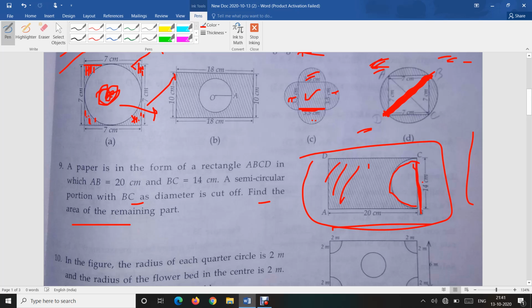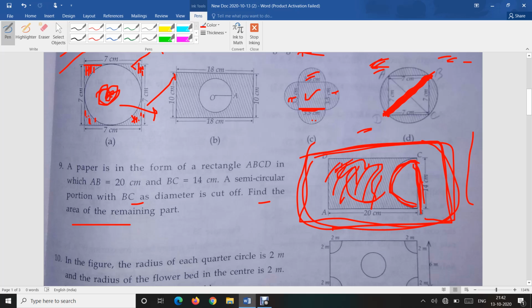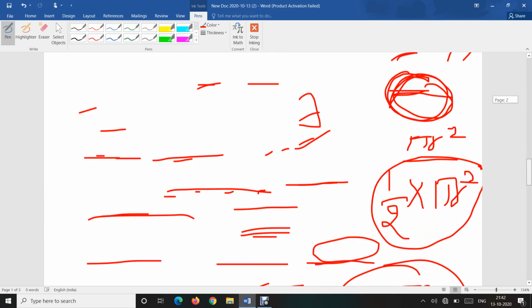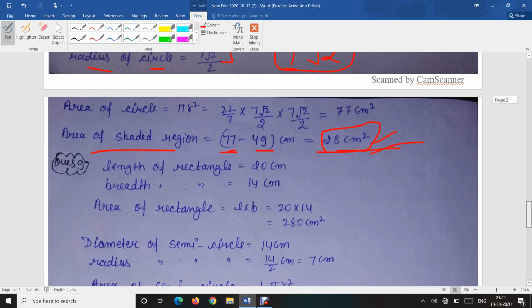You have to find out the area of this portion. If you want to find out the area of this portion, then first of all you have to find out the area of this rectangle, and after that you have to find out the area of this semicircle. Now you can subtract the area of this semicircle from the area of this rectangle. In such way you can find out the area of the remaining portion. So you just need to apply the formulas and subtract the areas.